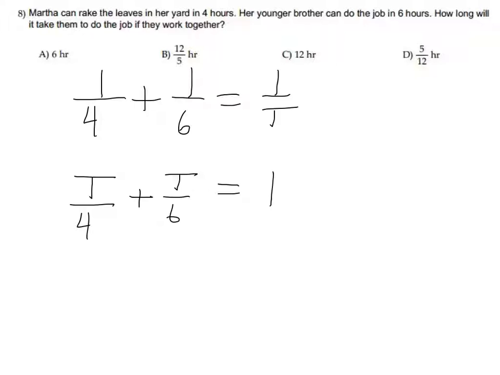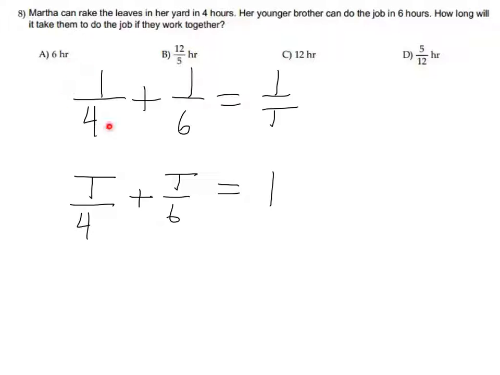Martha can rake her leaves in 4 hours. That means each hour she can do 1/4 of it. So this is how much Martha can do in 1 hour. This is how much her younger brother can do in 1 hour, 1/6 of it. And this is how much they can do together in 1 hour. You don't know how long it would take them, so it's unknown. So this is her rate plus his rate equals their together rate. And that's a logical equation.